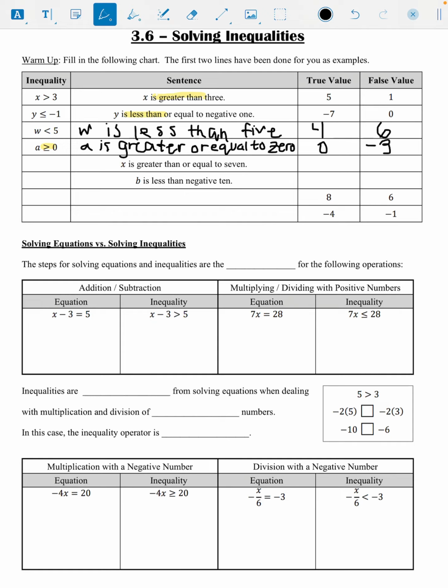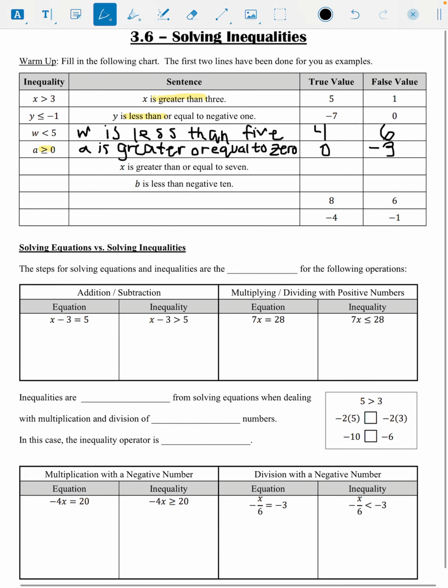So for the line after that, it says x is greater than or equal to 7. So similar to the one above, it also says greater than or equal. So your inequality would be x is greater or equal to 7. And then a true value could be 9, because that satisfies the inequality, and a false value could be 5 because it doesn't satisfy the inequality.